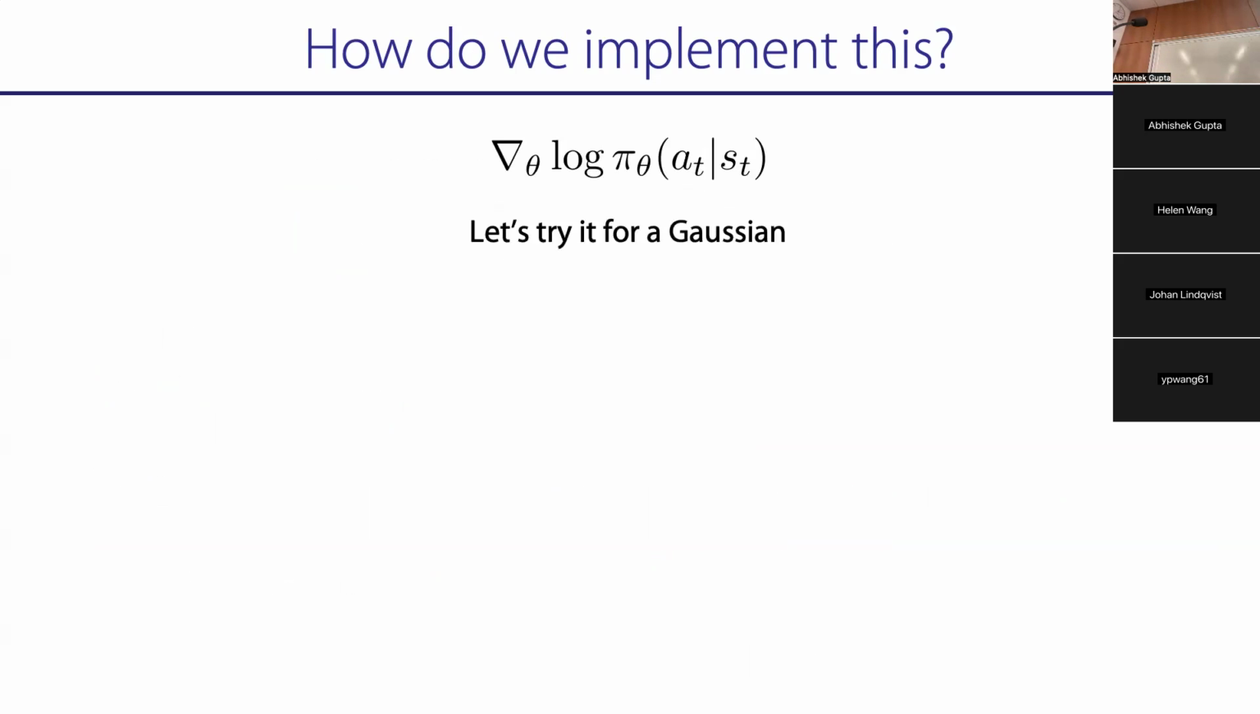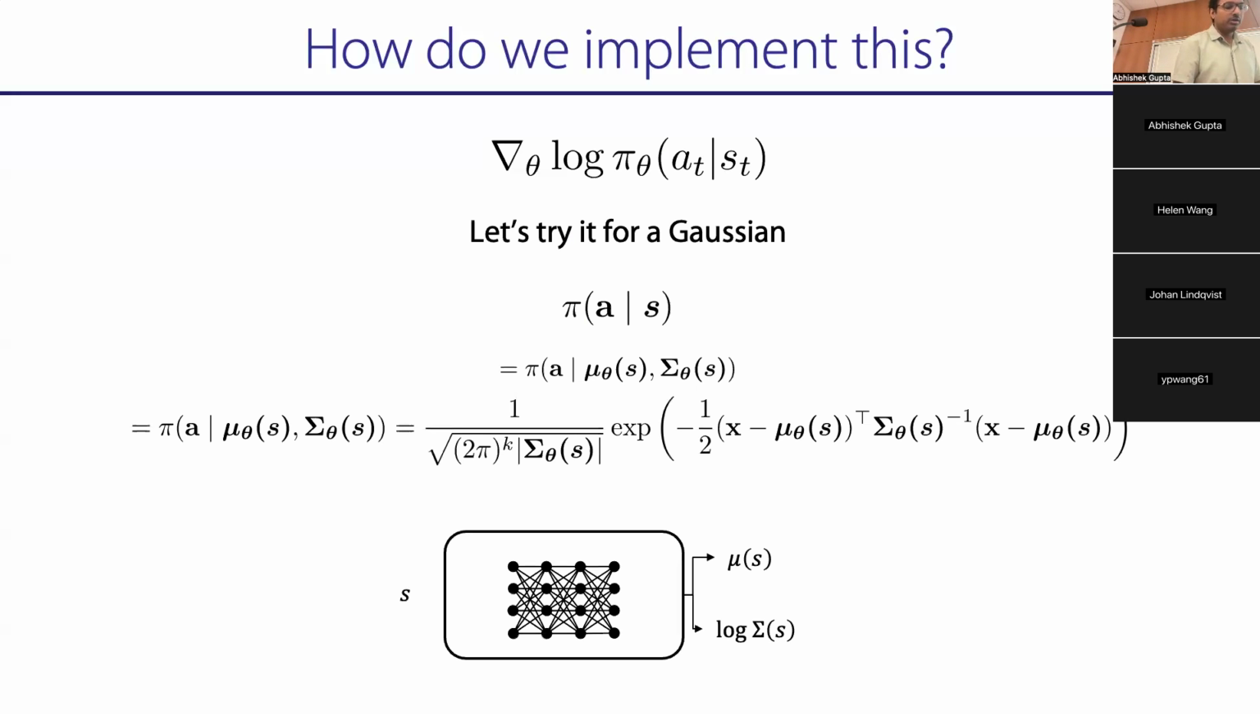Let me instantiate this even more concretely for a Gaussian. Let's say you had a Gaussian pi of A given S, where the S goes into a neural net and it gives you mu theta and sigma theta. You can think of this as a neural net that takes an S and outputs two vectors. One of them is the mean. If you have a k-dimensional action space, it's going to be a k-dimensional vector for the mean. And then it's going to output the log covariance.